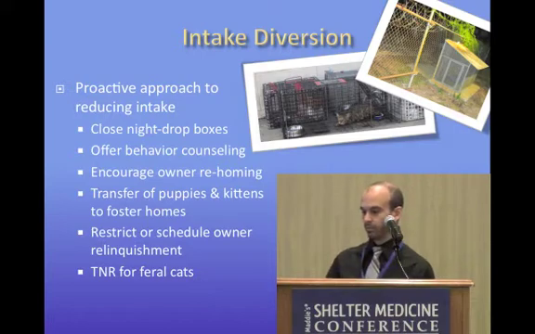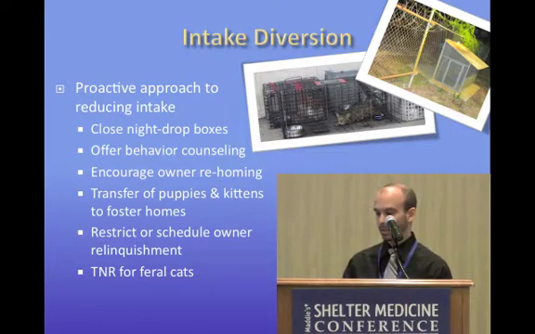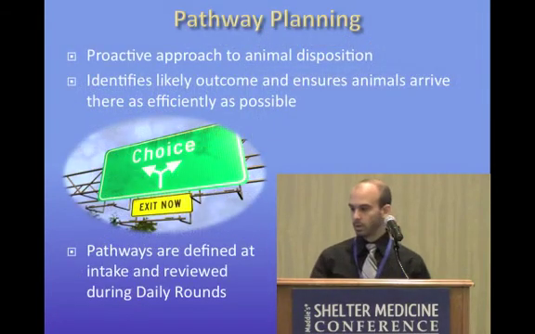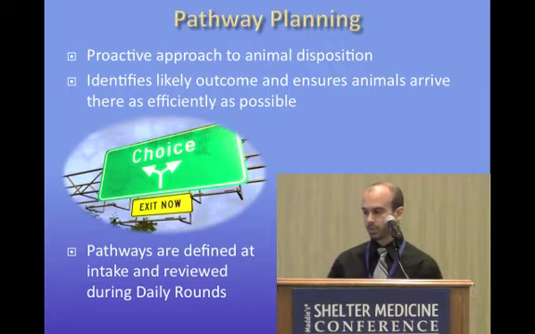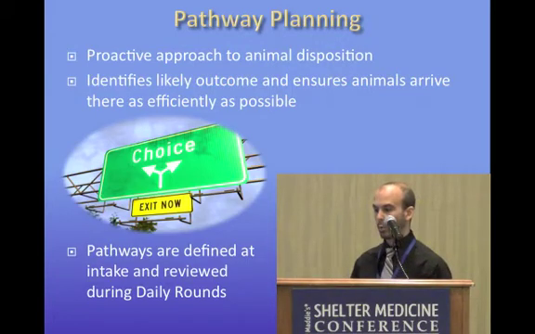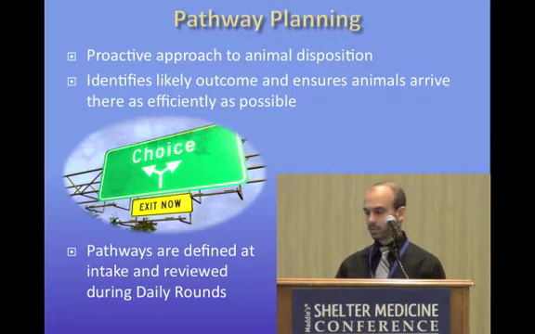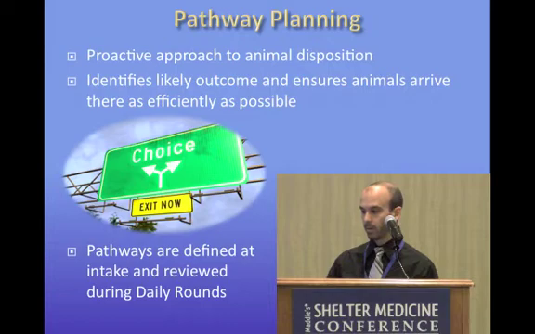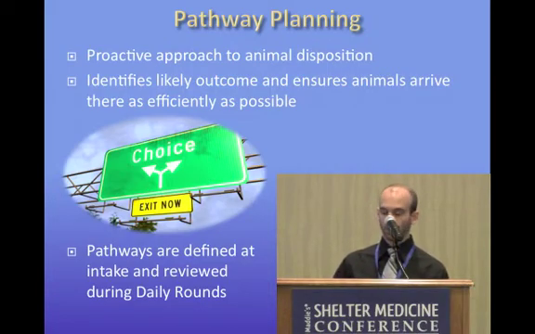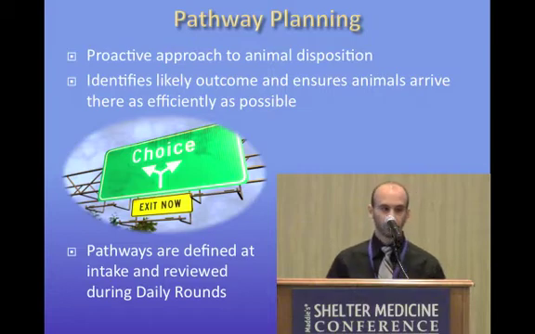And then one of our favorite ones at UF is trap, neuter, return for feral cats. So intake diversion is a way of proactively managing animals when they come into the shelter. Pathway planning is a proactive approach to animal disposition. So this is the idea that you're going to identify the likely outcome for that animal and ensure it gets there as quickly as possible.